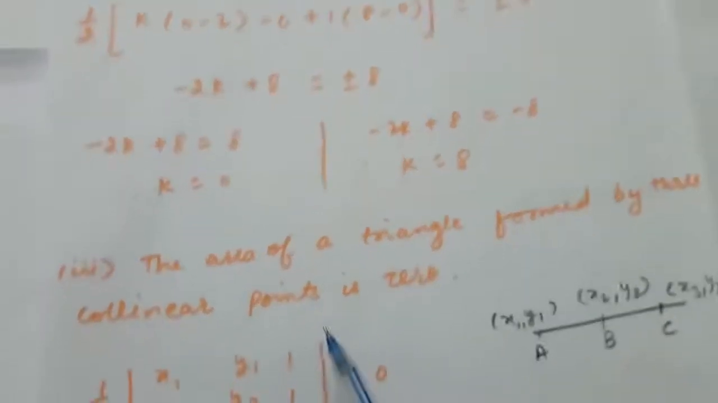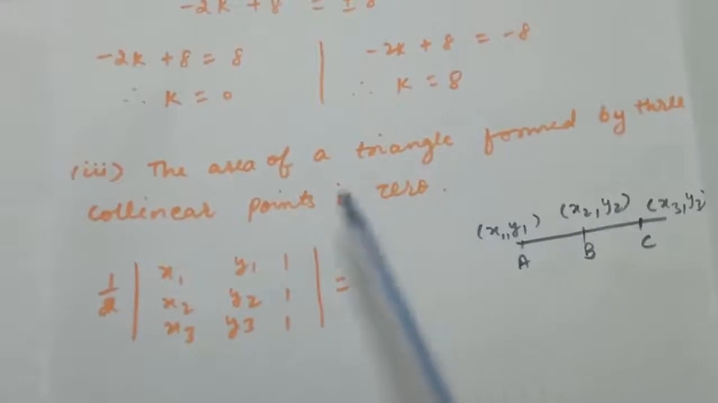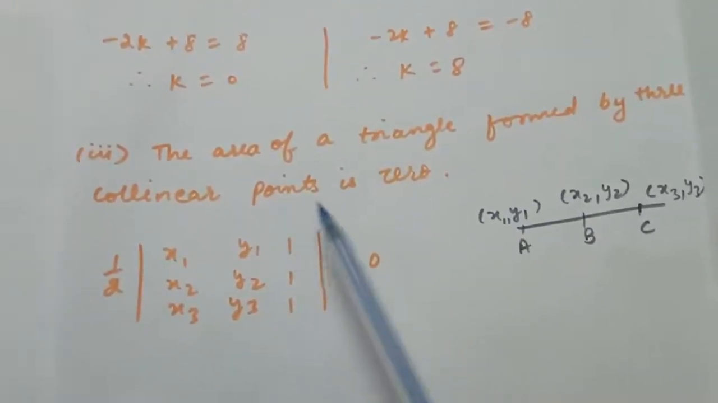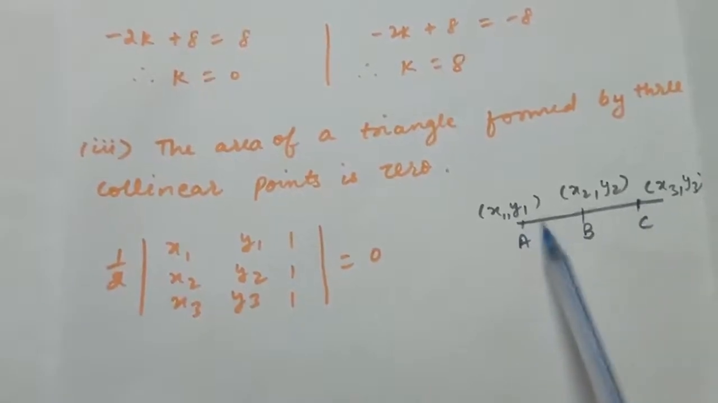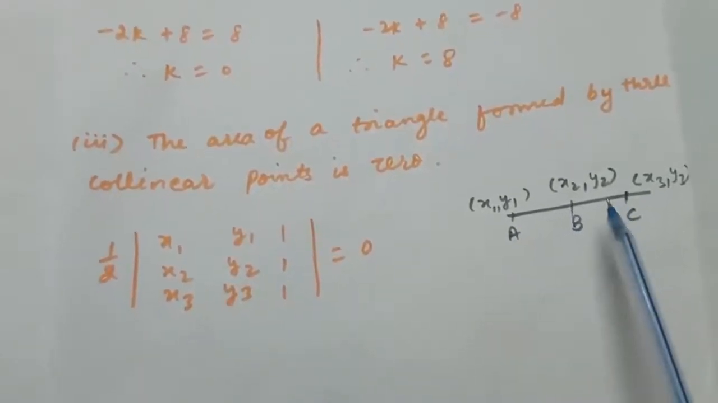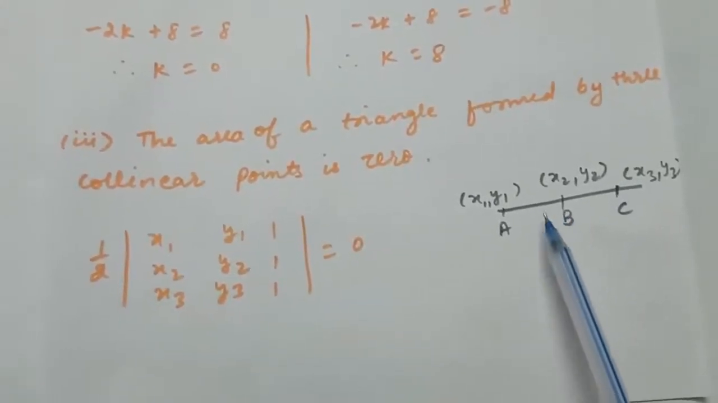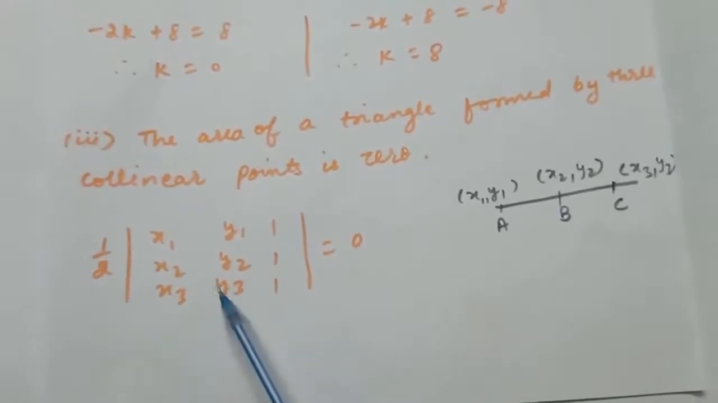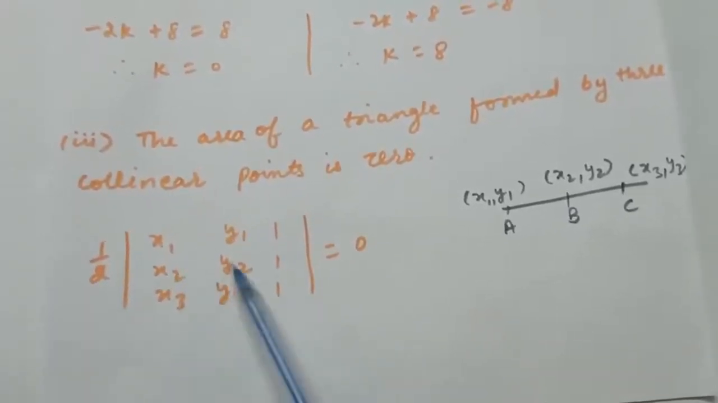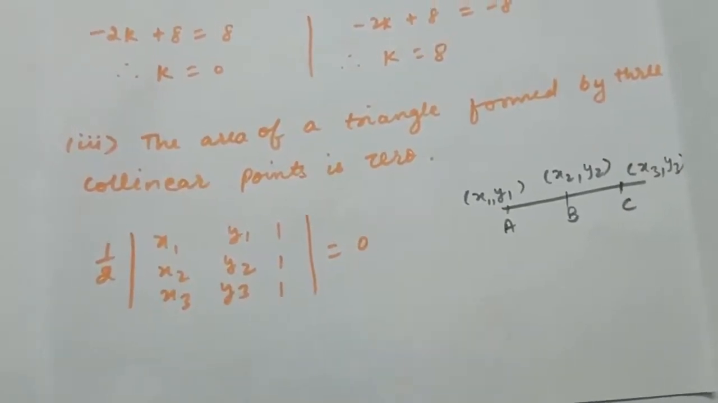Now the third remark is that the area of a triangle formed by 3 collinear points is 0. Collinear points means that the 3 points are on the same line. So if these 3 points A, B, C are on the same line, then the area of triangle ABC will be 0. That is, half into the determinant x1, y1, 1, x2, y2, 1, x3, y3, 1 will be 0.